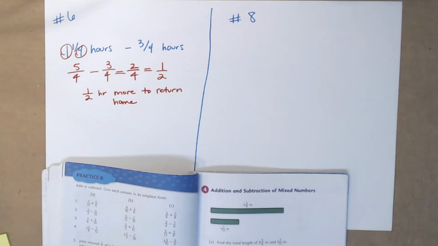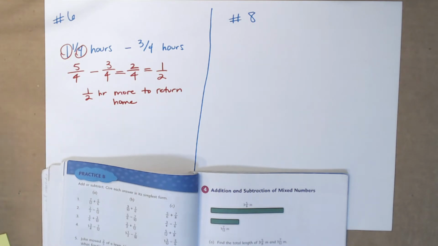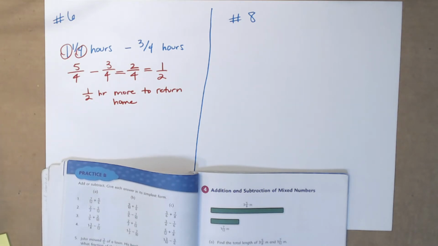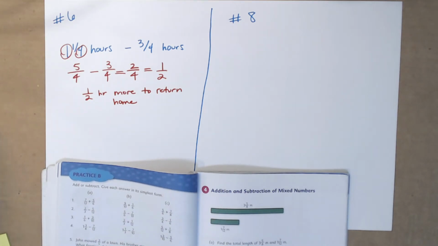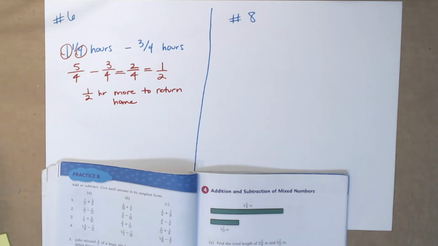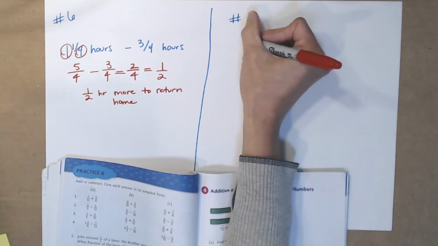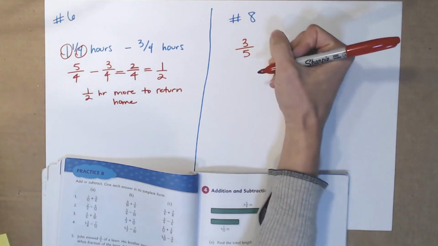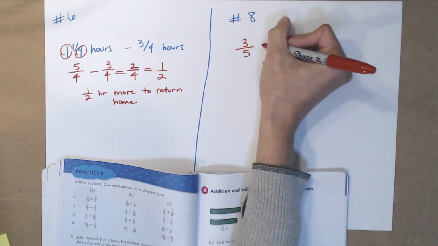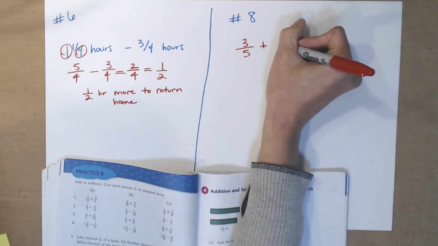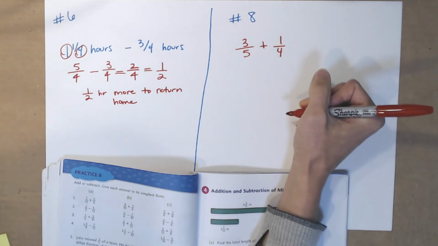That's number 6. And then number 8, Allie went to a bookshop. He spent, maybe it's Ali, I'm not sure. He spent 3/5 of his money on books and 1/4 of it on a pen. What fraction of his money did he spend altogether? So he has 3/5 of his money on books and then another 1/4 of his money on a pen.